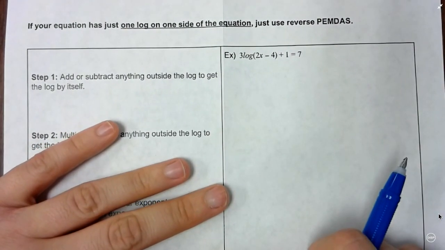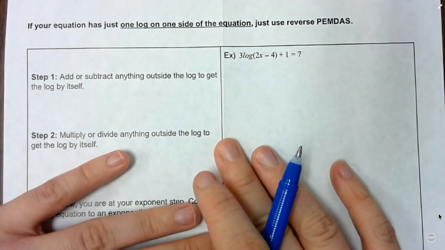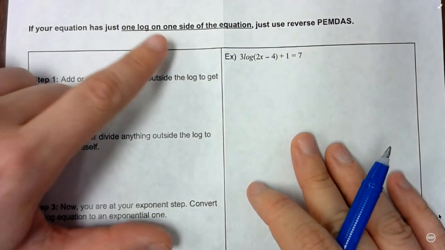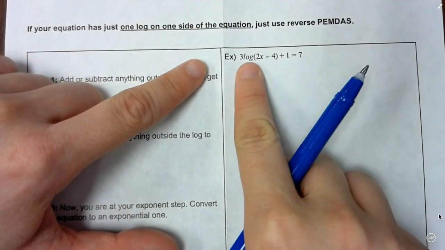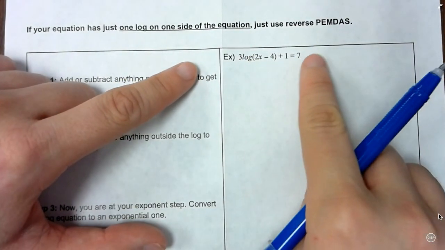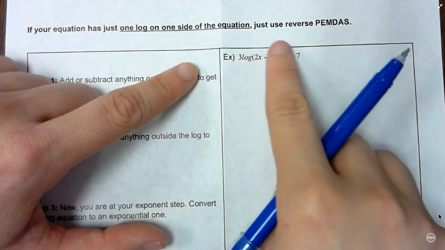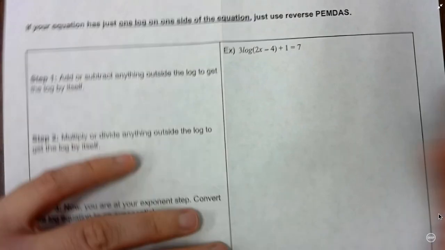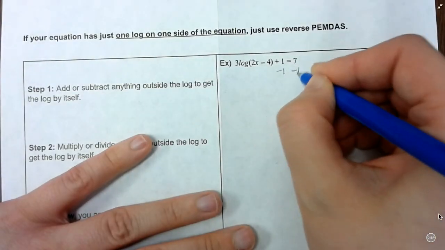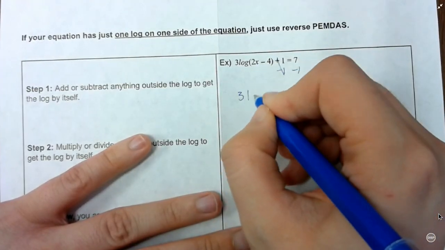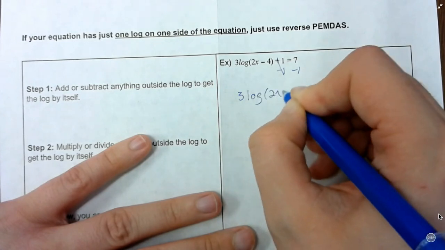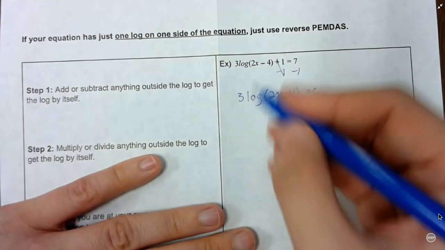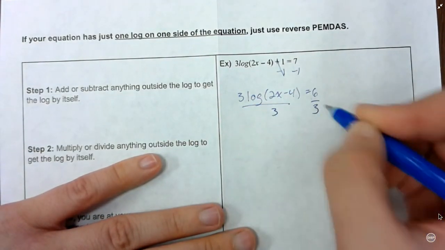So moving on to the inside, all these questions that you're going to do for this are just reverse PEMDAS questions. So if your equation has one log on one side of the equation, like this one, it's just a log here, there is no log over here, then you're just using a reverse PEMDAS on these. So first you're going to, of course, add or subtract. So I'm going to subtract 1. And then I'm going to multiply or divide, so divide by 3.